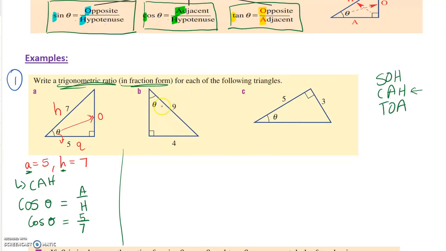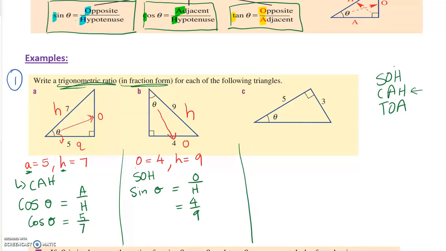Let's identify. So we have got 4 as the opposite side to the angle, and we have the hypotenuse. So let's write that down. The opposite side is equal to 4. The hypotenuse is equal to 9. O and H is SOH. So let's then write the ratio, which is sin theta is equal to O over H, which is equal to 4 over 9. So therefore, sin theta is just equal to 4 over 9.